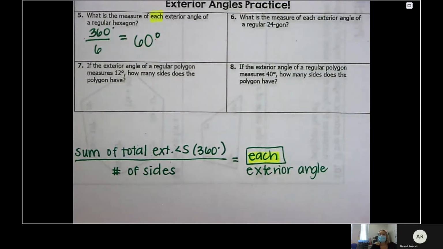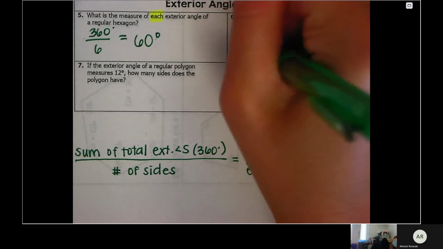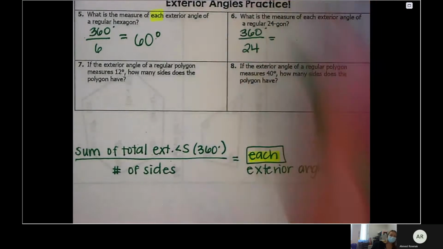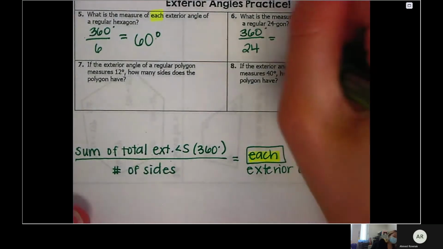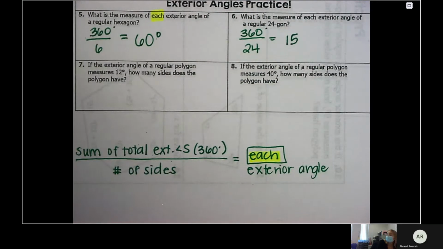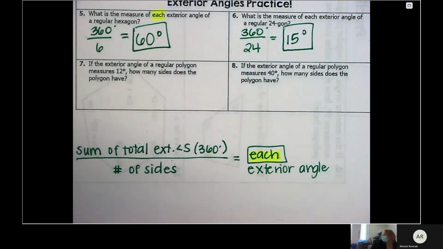Number 6, what is the measure of each exterior angle of a regular 24-gon? What would I have to do? 360 divided by 24. And that's going to give me the measure of each exterior angle. What is 360 degrees divided by 24? 15, and we're talking about the measure of each angle, so what should I have next to that 15? A degree symbol. Easy stuff, right? Not difficult. Okay, last 2.